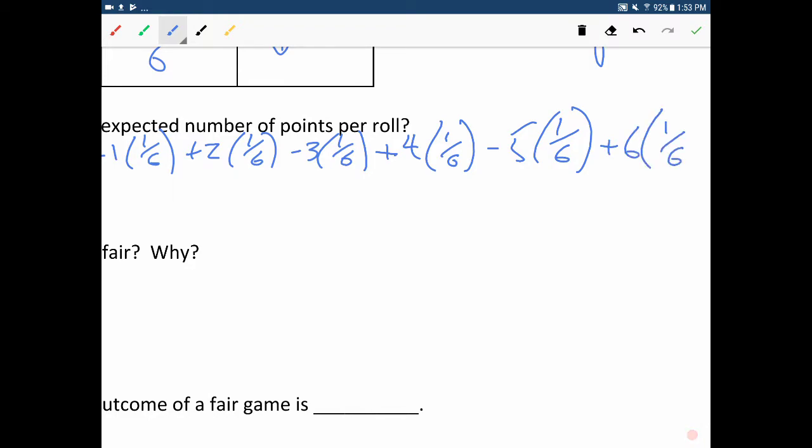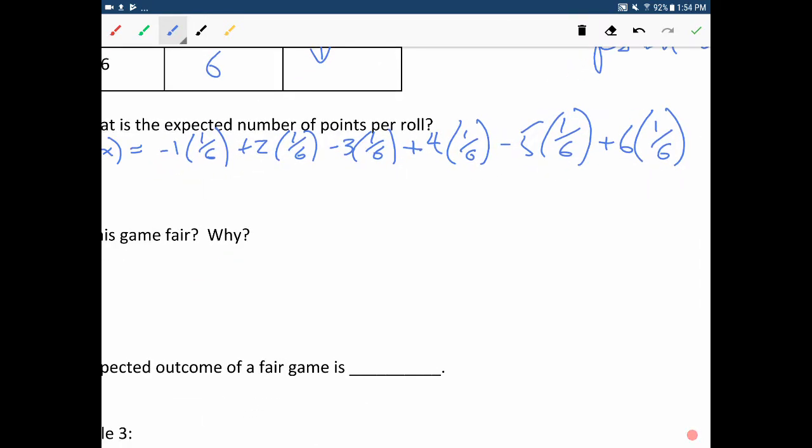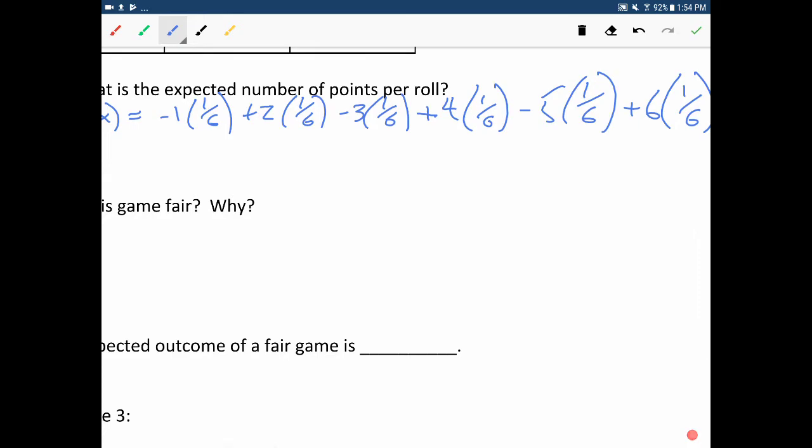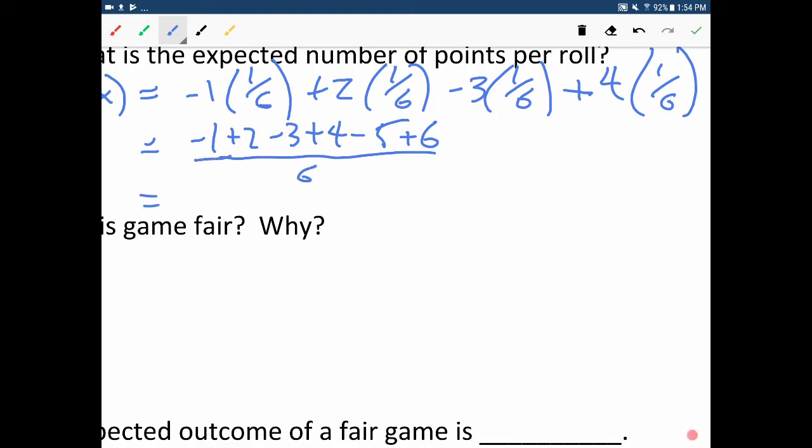Now, you will notice, and a lot of the time this is the case, if you're dealing with these probabilities, especially if it's uniform and the probability is the same, we can just add up all of these on top: -1 plus 2, -3 plus 4, minus 5 plus 6, and divide the whole shebang by 6. That will give us 3 out of 6.